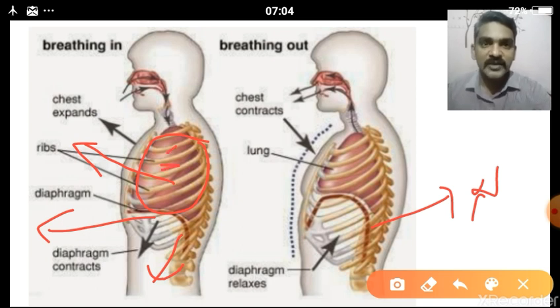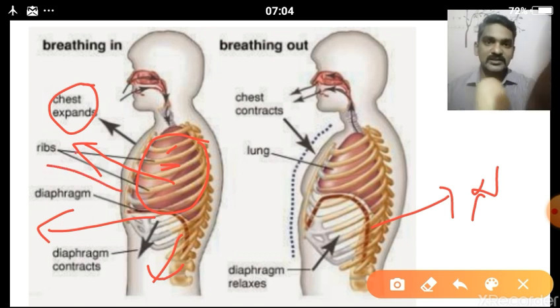Here you will be having the muscles. So these muscles will be going in front. What happens? They will be moving forward, so your chest will be expanding. You can see the chest expand because of this only, because it will be moving in this direction.